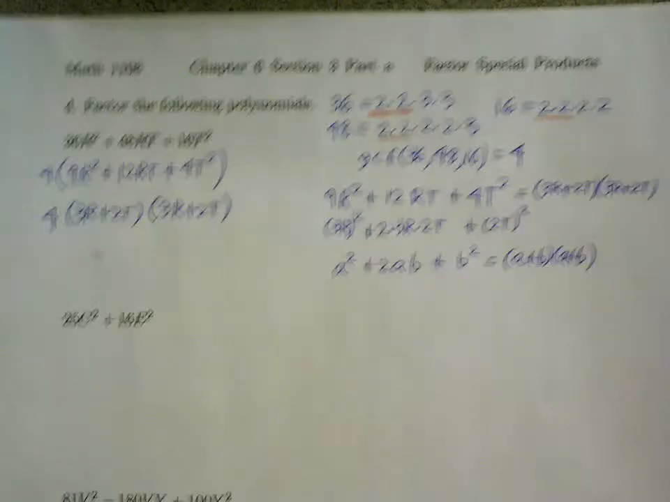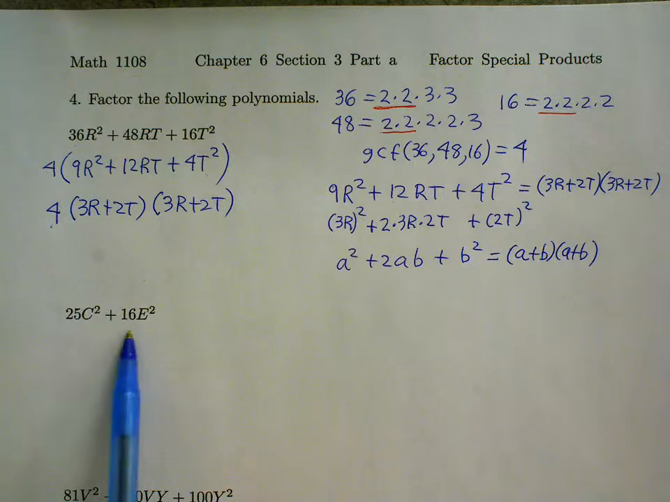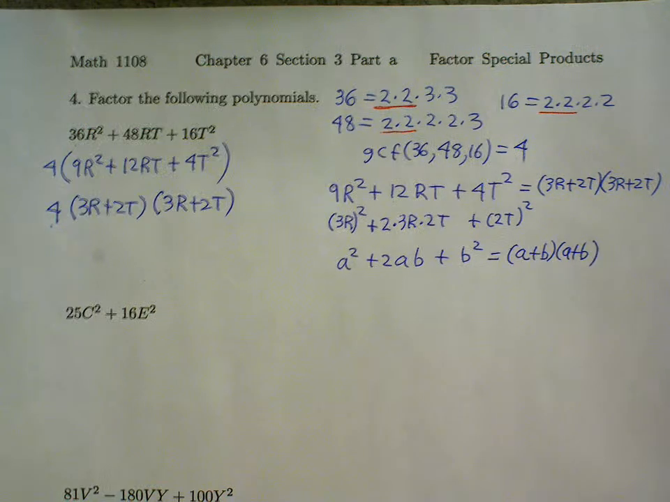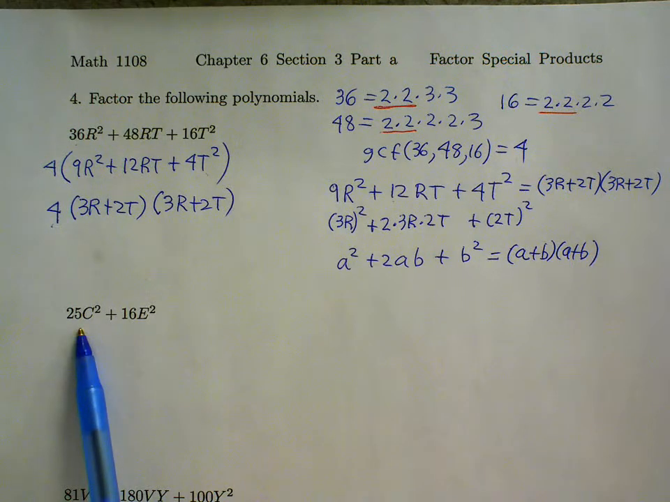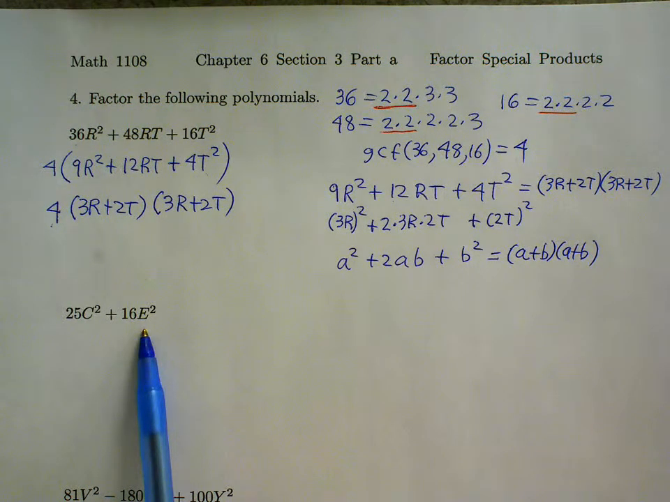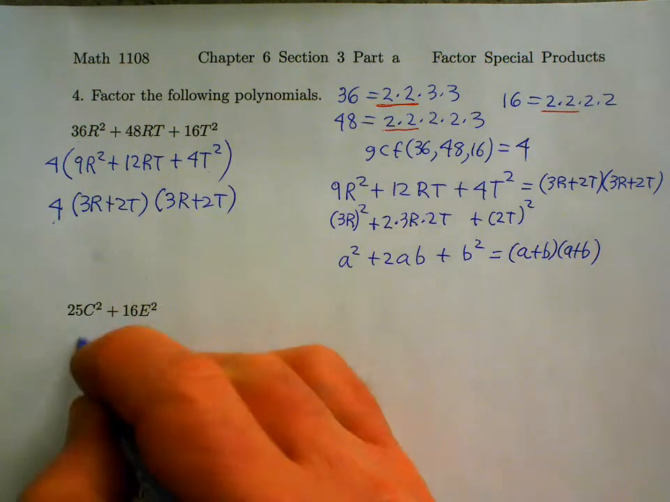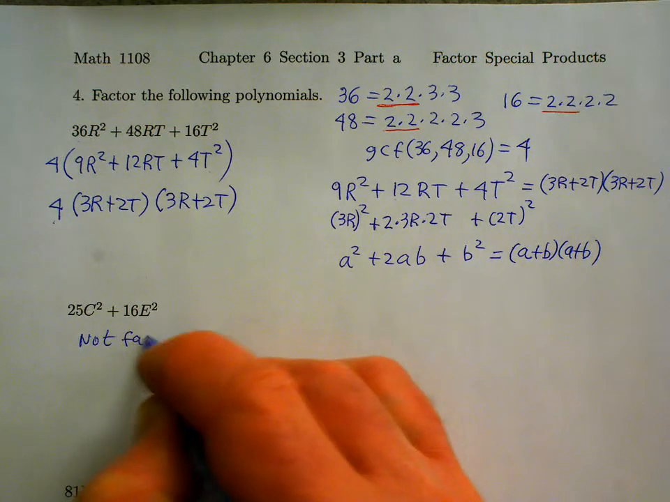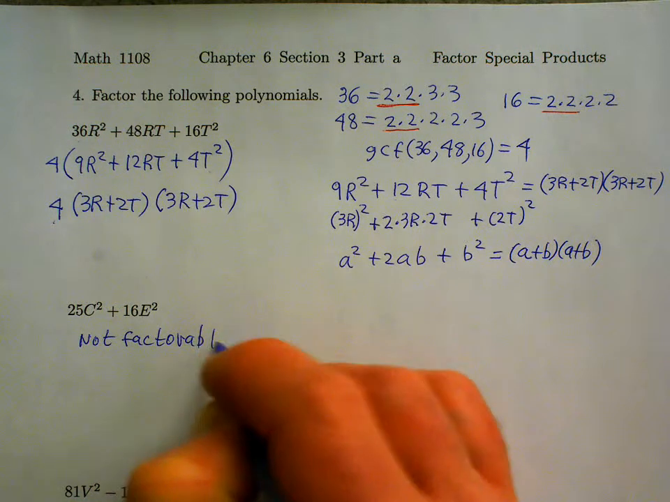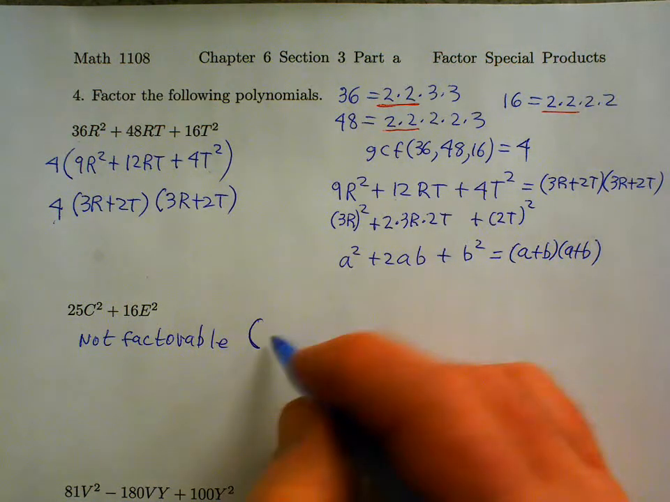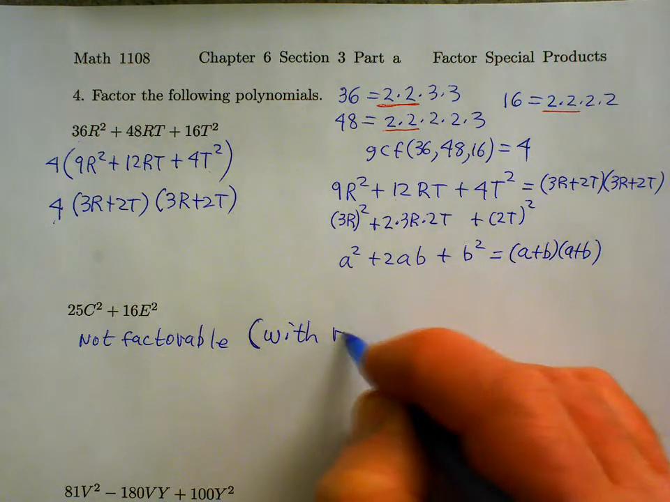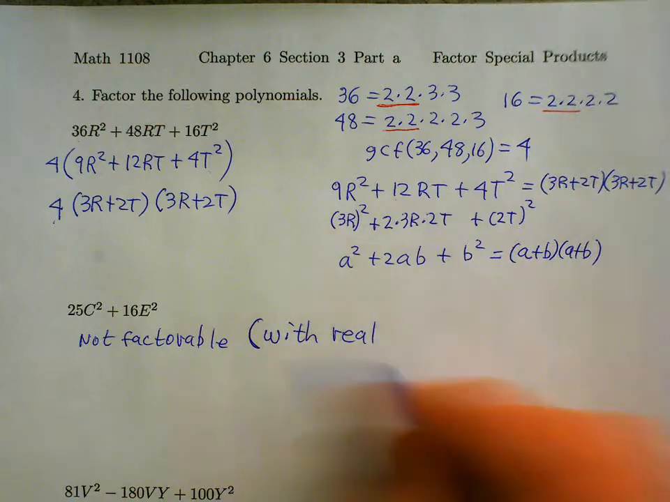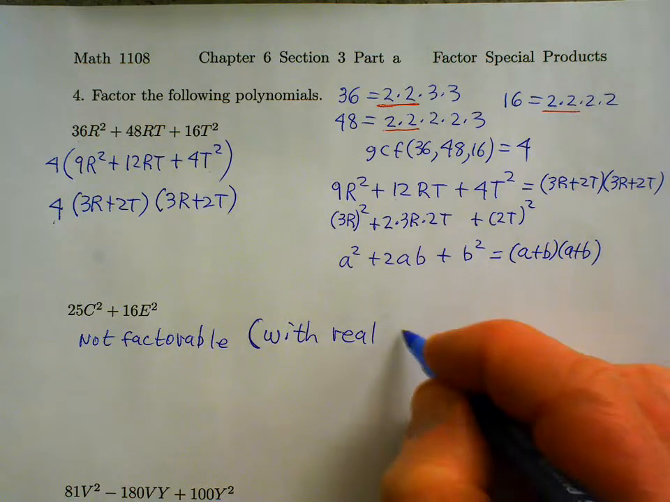Okay, the next example, 25c to the second plus 16e to the second. The term on the left is a perfect square and the term on the right is a perfect square, but since we're adding them, we say this is not factorable. What we really mean is that it's not factorable with real numbers for coefficients. So we just say it's not factorable with real coefficients.